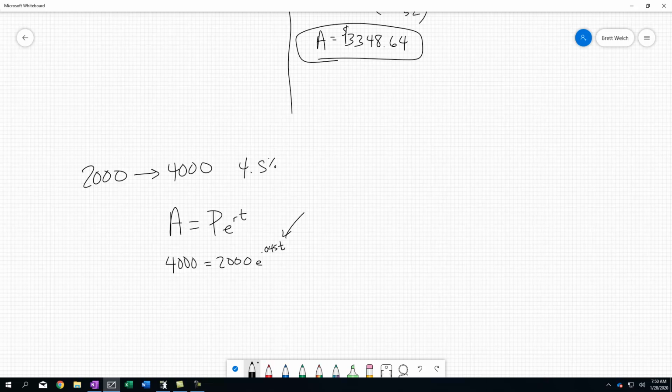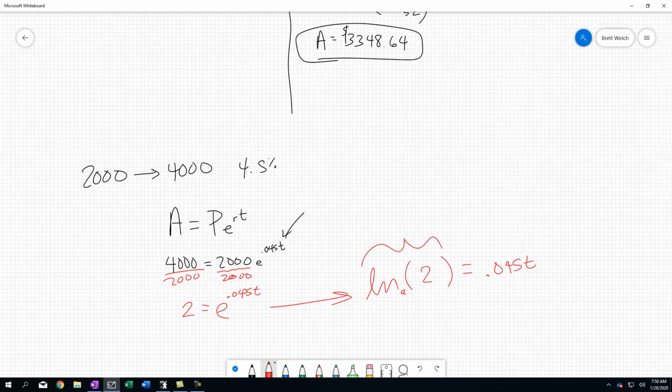To solve exponentials, we have to go to logarithmic form. However, this 2,000, it's not part of the exponent, it's not part of the base. It needs to be gone. So I'm going to divide by 2,000. And we get 2 equals e to the 0.045t. This we can write as a logarithm. Because it's base e, we write it as ln. We know that the base down here is e. We don't have to write it, but it's there. We know every logarithm equals the exponent, 0.045t, and the thing that we haven't used was the 2.